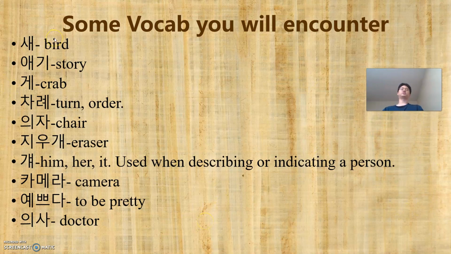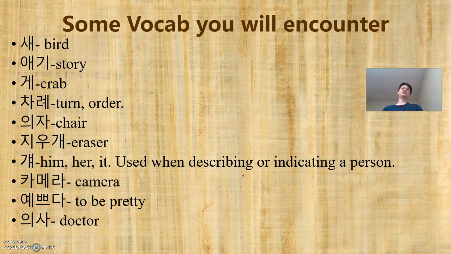So the first word we're gonna learn is 새. 새 is a bird. It could be any type of bird as long as the sentence tells that it's a specific type of bird, but 새 just generically means bird. And the second one is 얘기. It means story, but it could also mean words like narrative, but generally 얘기 means story.